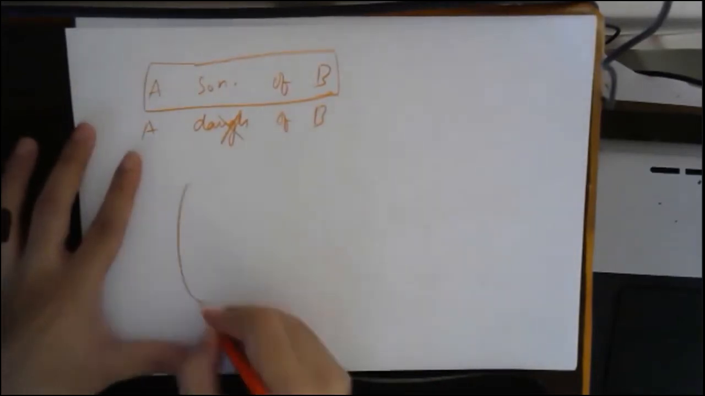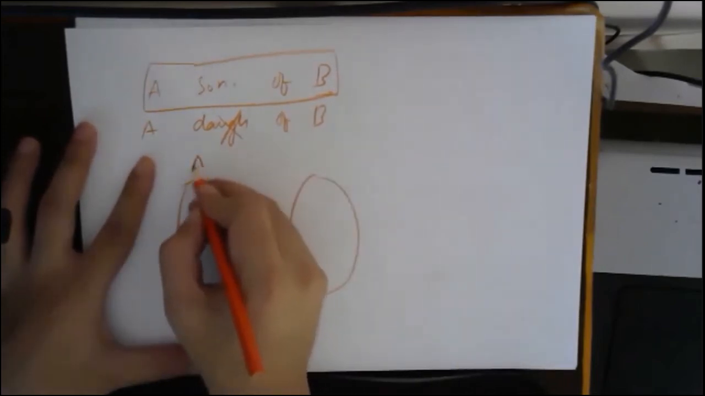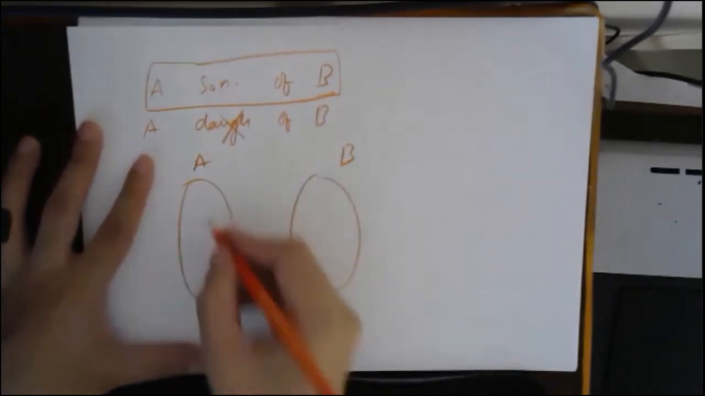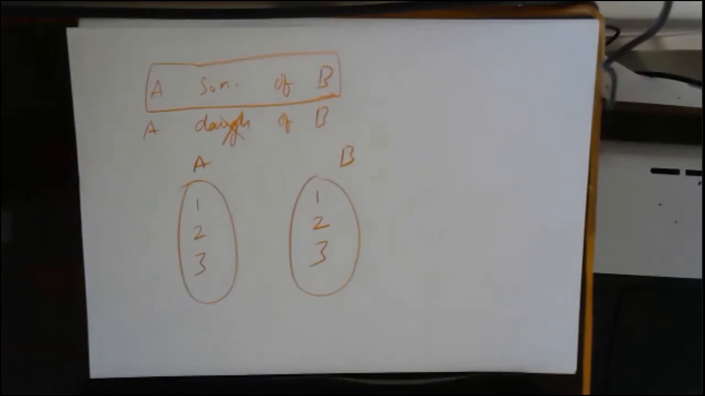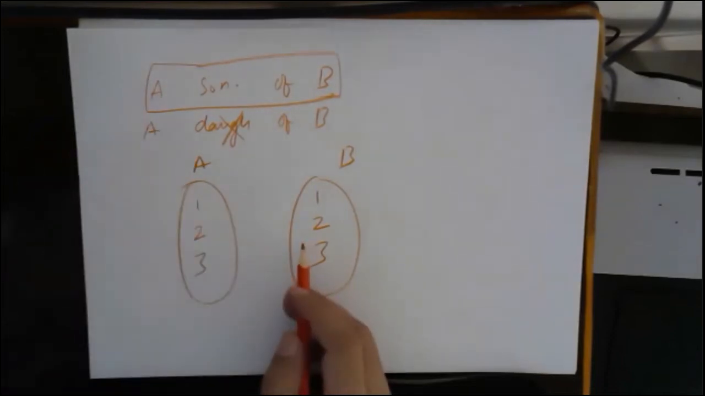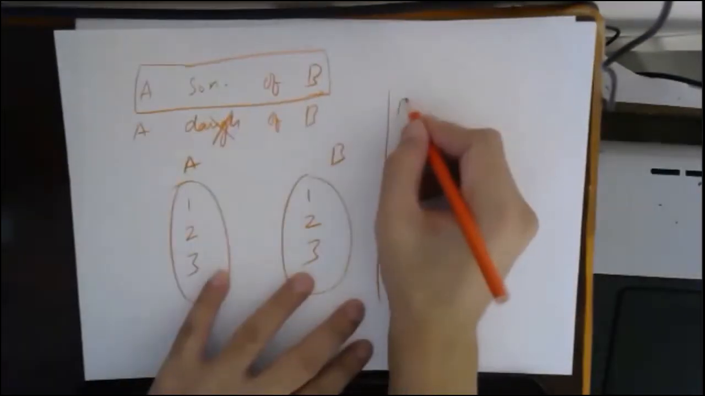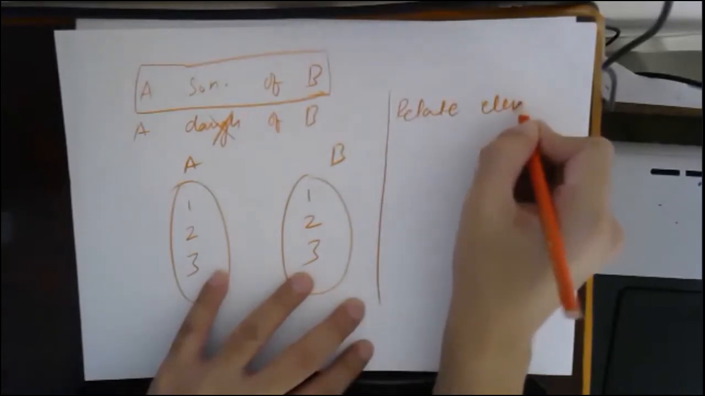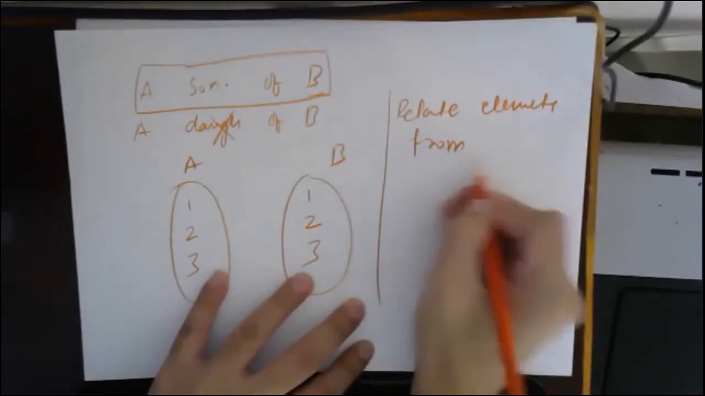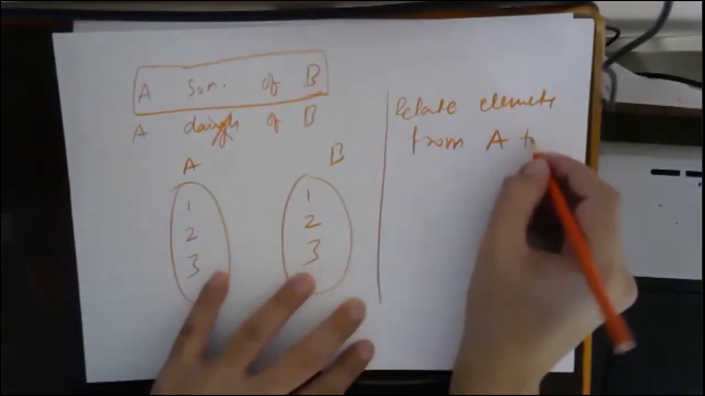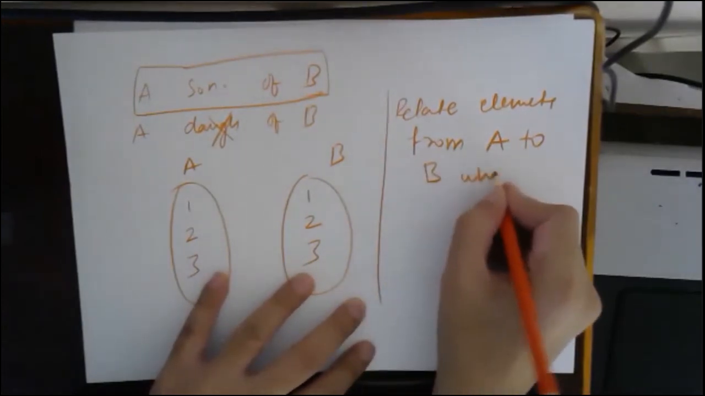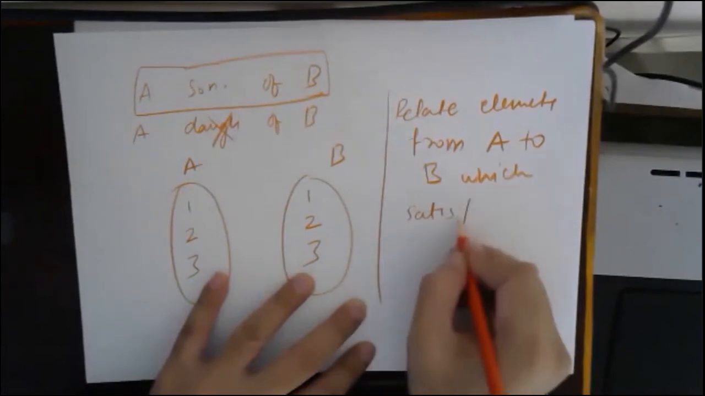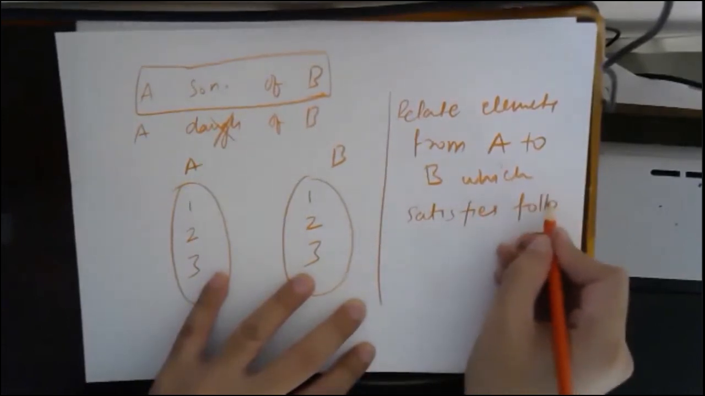Suppose you have 2 sets. In terms of sets, suppose you have set A and B. Set A has 1, 2, 3. Set B also has 1, 2, 3. Now I'm saying that suppose I want you to relate elements of A to B which satisfy the following property.